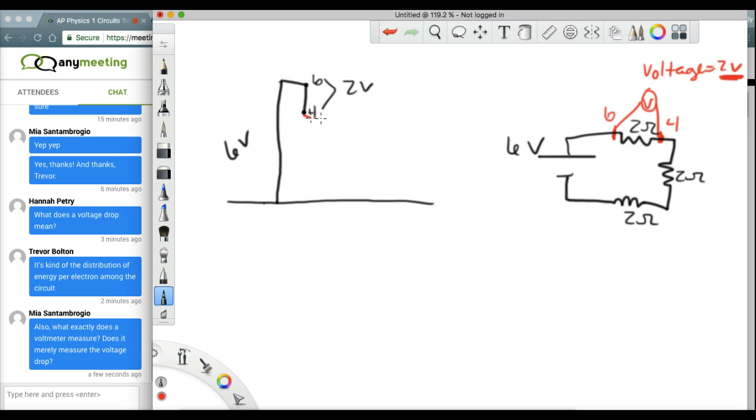And then we go through another wire, and then we go through another resistor, and we drop the voltage. How much do we drop the voltage by? Well, we're going to drop it another 2 volts because it's the same resistance. So we dropped it another 2 volts.